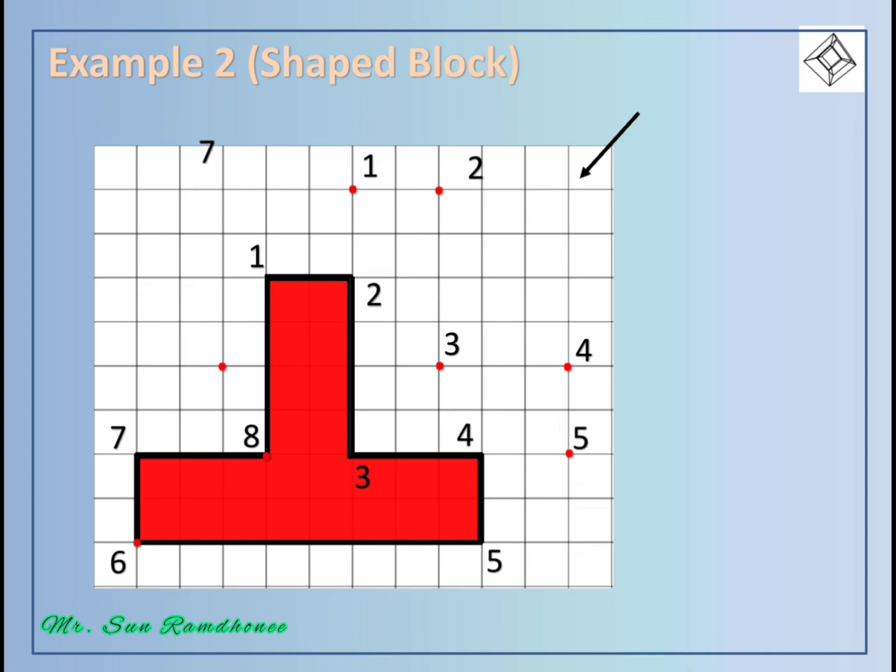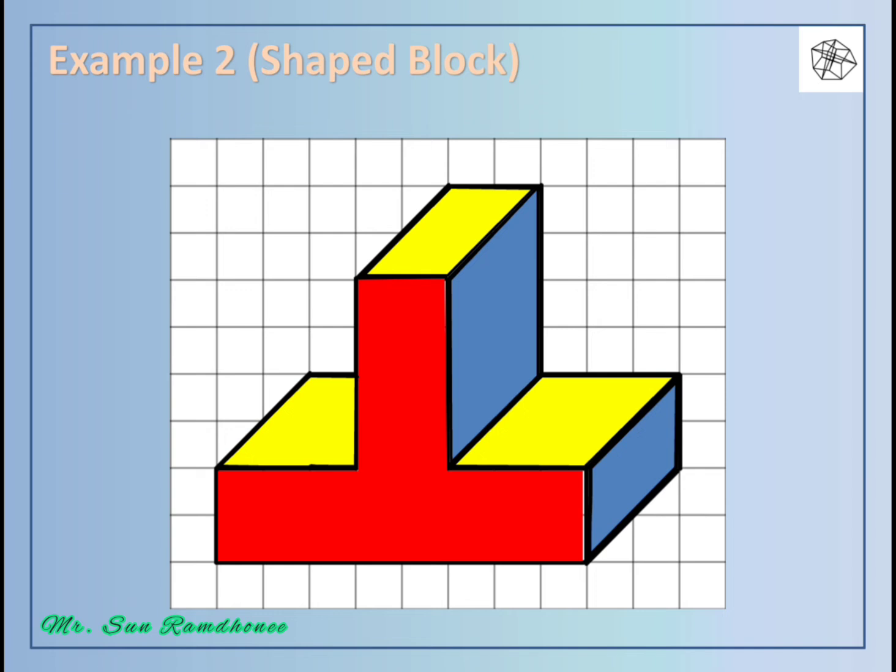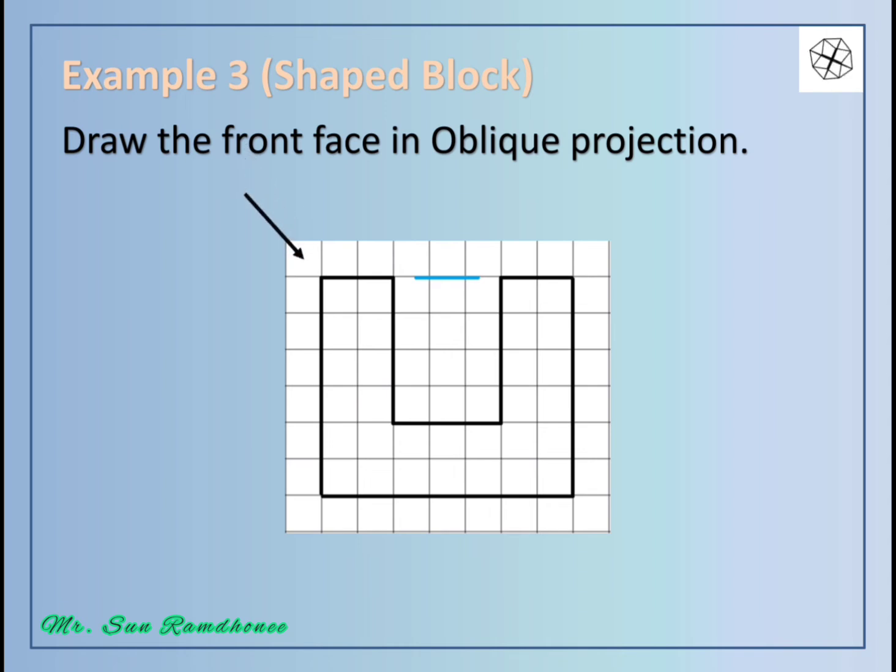But we are not going to move point 6 since when we draw the line it is going to pass through the front face. And then we are going to join each of these points. So after shading all the parts, the object will look like this. Let's have a look at our third and final example.